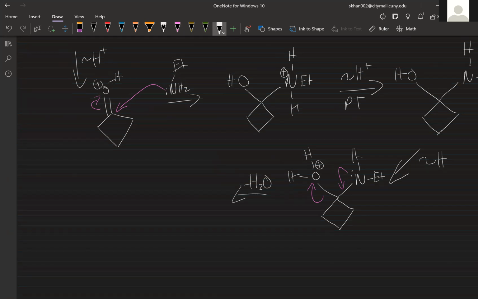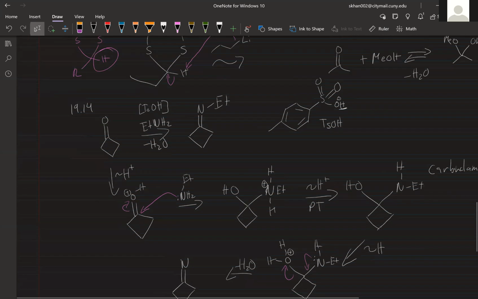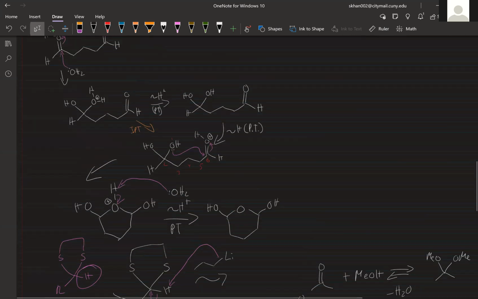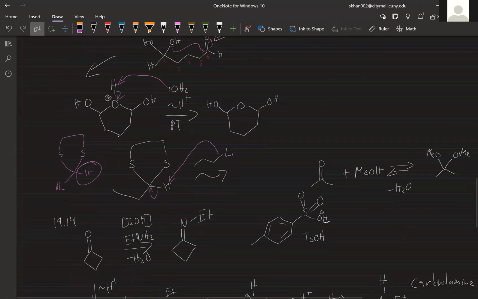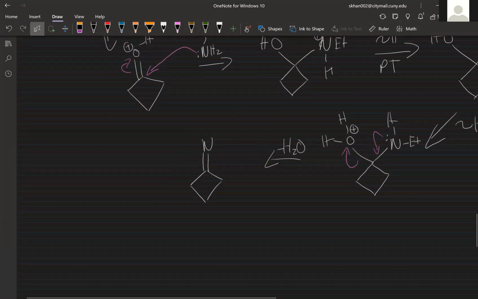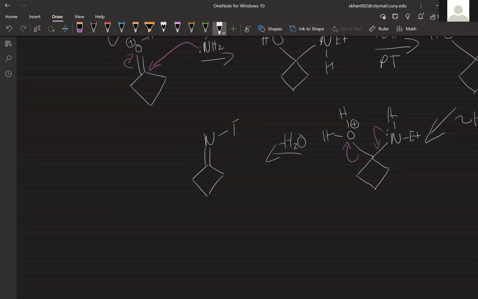Minus H2O. And now this is the main difference between oxygen and nitrogen nucleophiles: nitrogen nucleophiles only add once. Oxygen ones, as we saw in all the examples above, basically always have a double addition. With nitrogen, it only adds once, and it stops after that point.